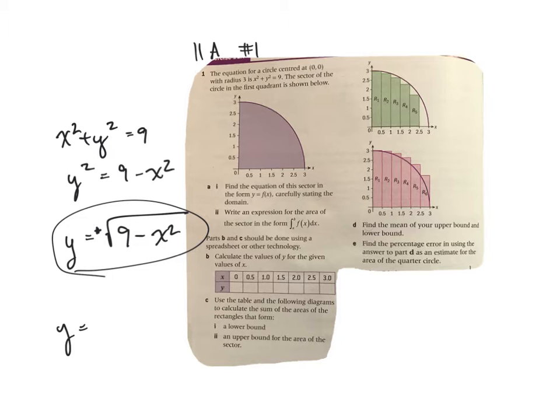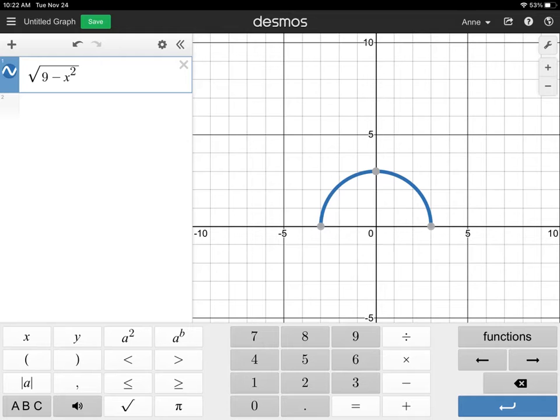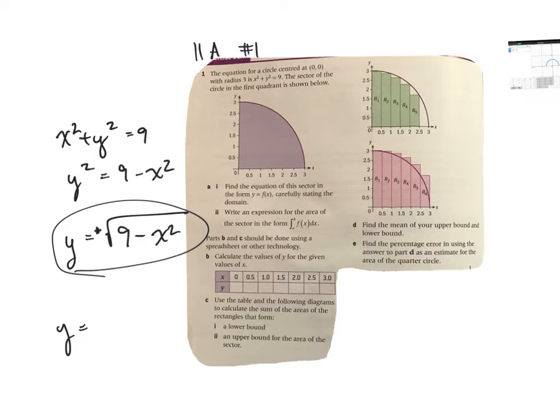If you want to double check it, go graph it on Desmos. It looks like this. And notice we only care about this portion of it, but that is the function that we're after. Okie doke, so let's get that out of the way.